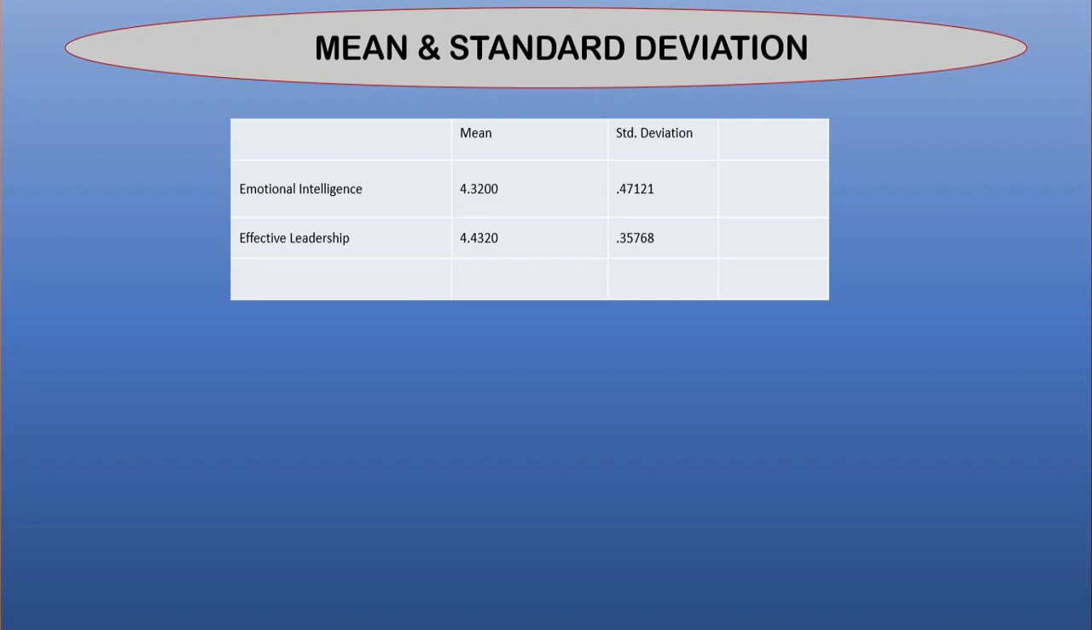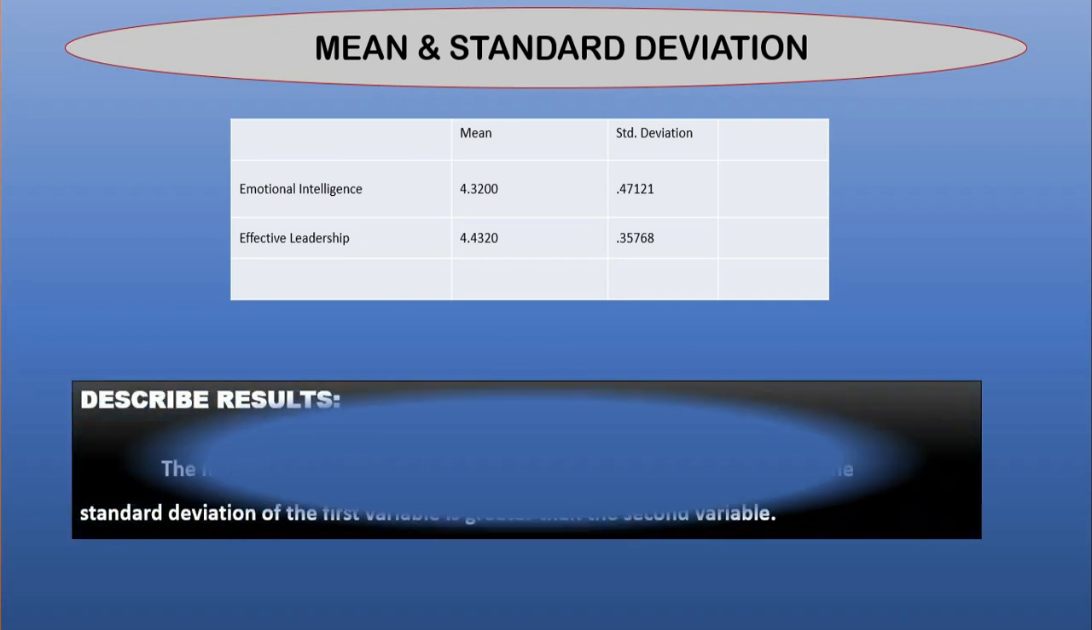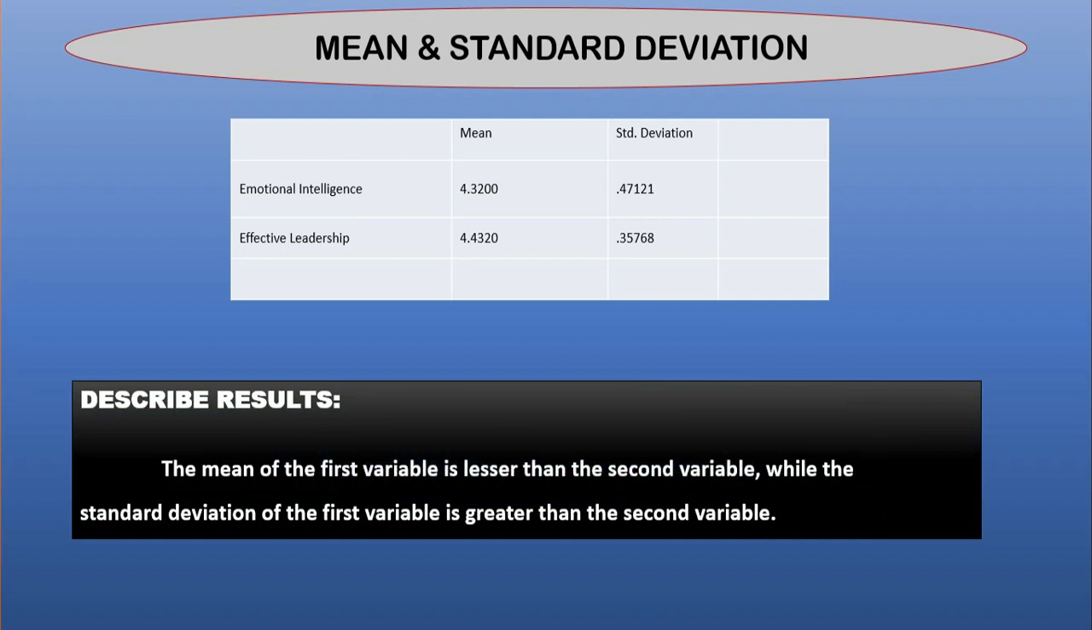Next is the standard deviation. The aforementioned is the standard deviation of emotional intelligence and effective leadership. The standard deviation of emotional intelligence is higher, while it is 0.36 in effective leadership. Thus, the standard deviation of the first variable is greater than the second variable.